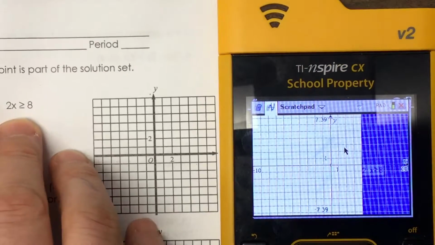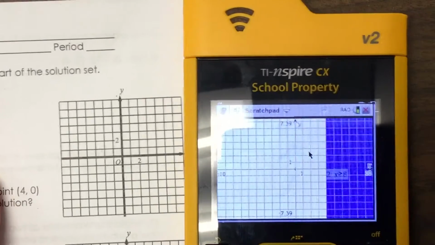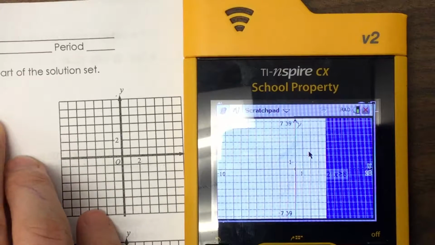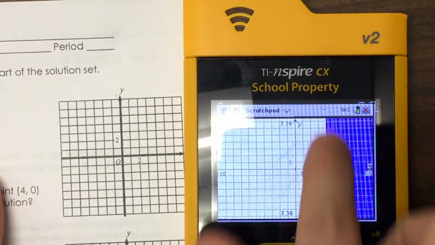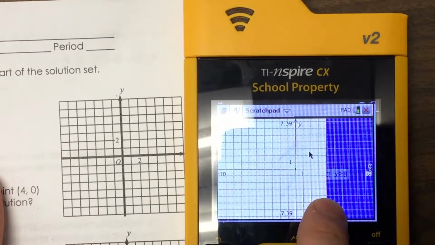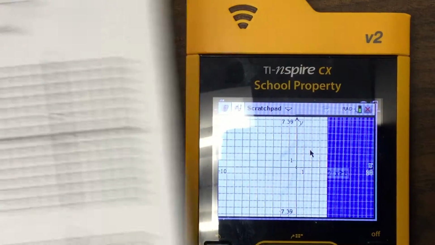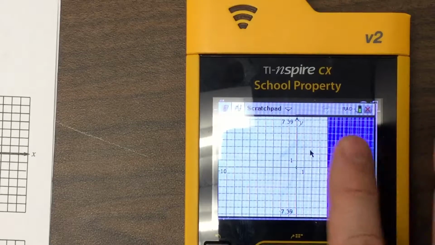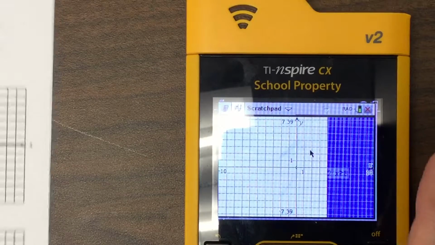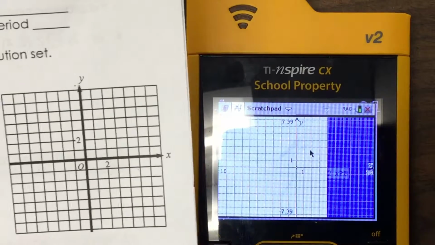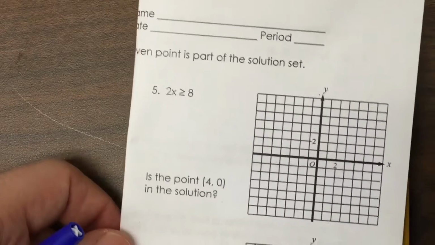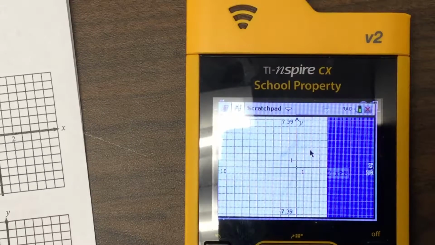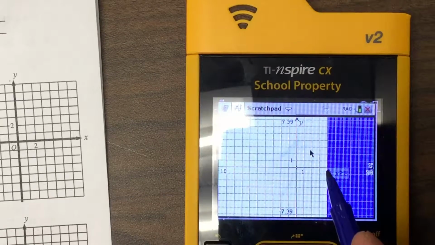Now we have an interesting graph. Whenever you have x is greater or less than something, it gives us a vertical line. The shading, since it's greater than, is to the right, because these are all the numbers that are bigger than. Okay? So they are asking, is the point 4, 0 in the solution? 4, 0 is right here. It's right on the line.